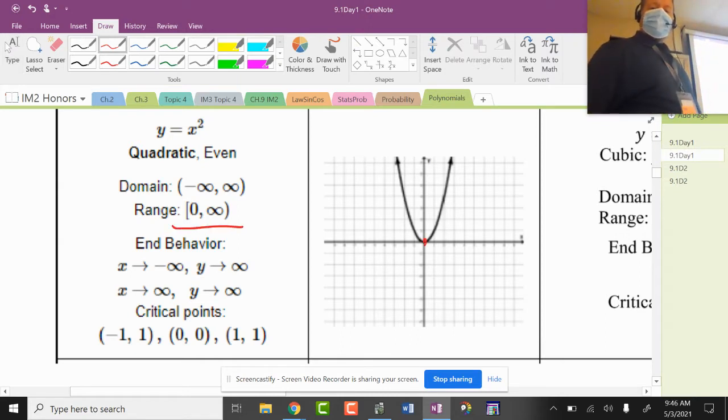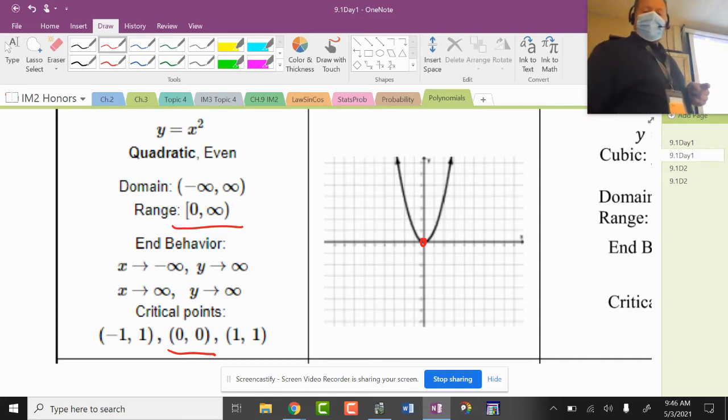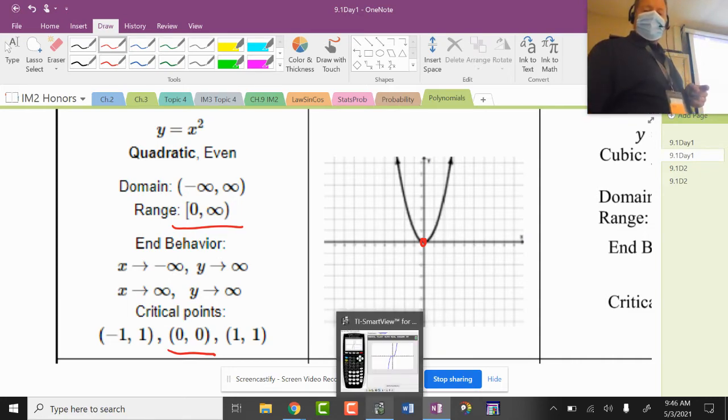This is a vertex, so I really would call this a critical point. The vertex for the parabola, that's what we want to know, where things are located. Then the end behavior is similar to the absolute value, so I don't have to cover that again. Now I'm going to go to the cubic. And actually, I did have my class do this last hour.